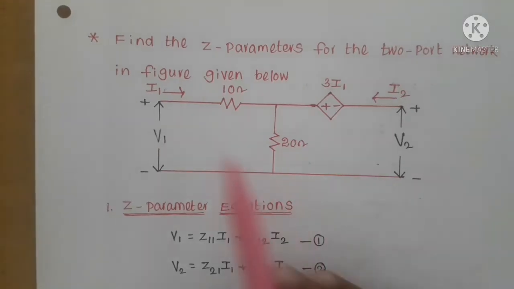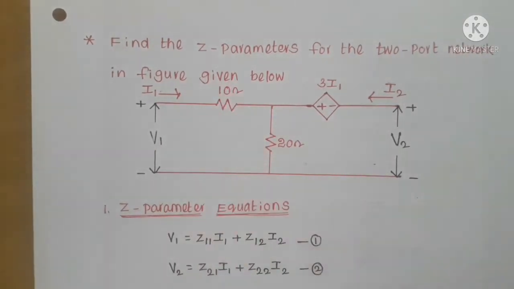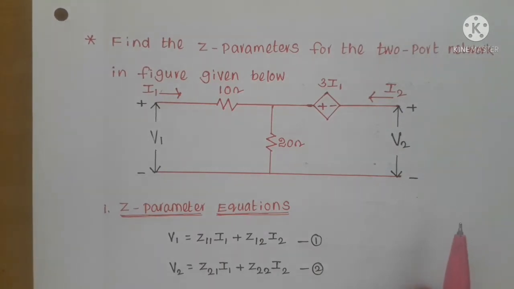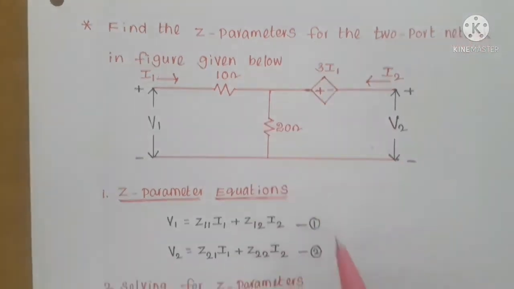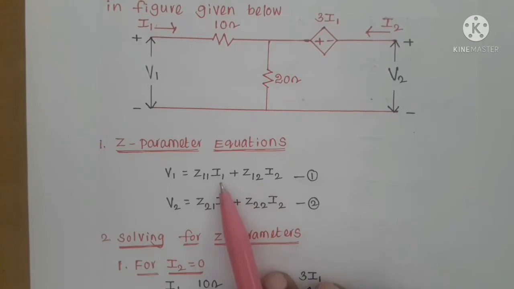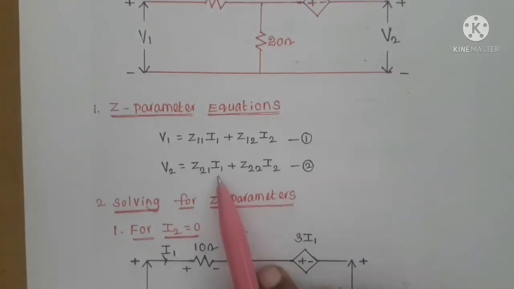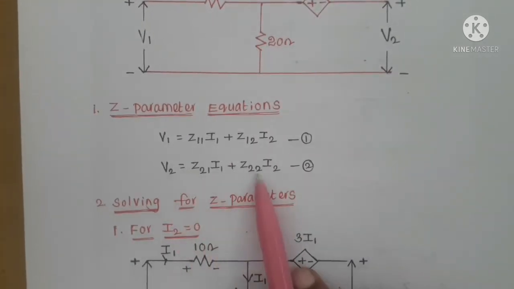So if you apply I1 equal to 0, the current in the 10 ohm resistor is 0. So we can remove that 10 ohm resistor for the analysis when there is no current I1. Similarly, equation 1 becomes, with I1 equal to 0, V1 equal to Z12 I2, so Z12 equal to V1 by I2. And similarly, if I1 equal to 0, V2 equal to Z22 I2, so Z22 equal to V2 by I2.